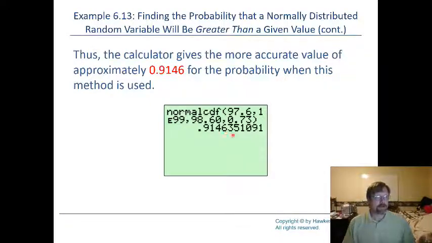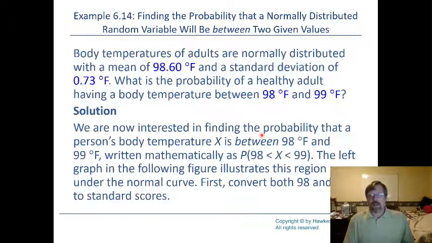With Excel, you'd carry all these values around through all the calculations as well. So doing this in Excel or the calculator helps avoid some of that rounding error. Okay, so now what is the probability of a healthy adult body temperature being between 98 and 99? That's what this is saying right here.